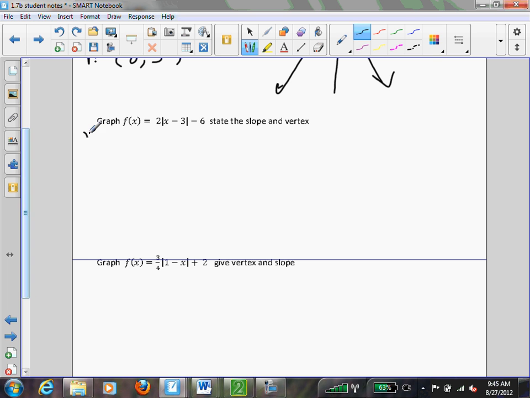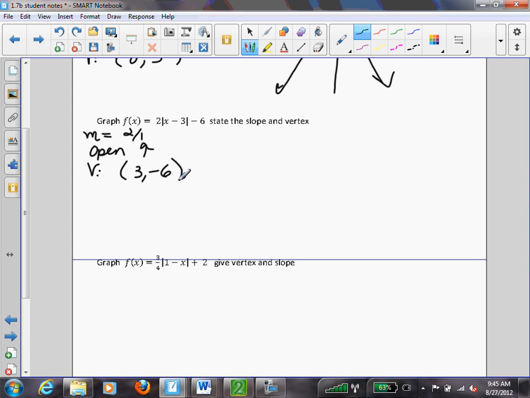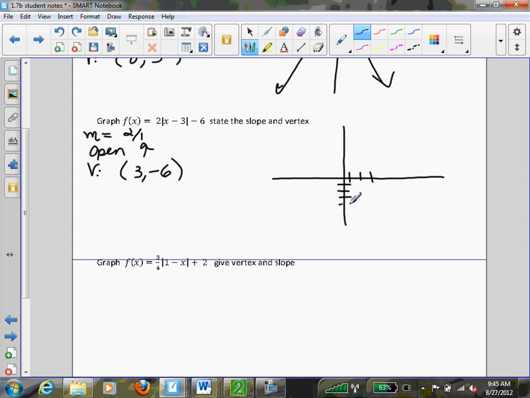What is my slope? 2 over 1. How does it open? What is my vertex? Yes. Are we good on this? Is it making sense? Okay. So 3, negative 6. Start with a vertex, and then we're going to go what direction? Up 2 and left 1 and right 1.